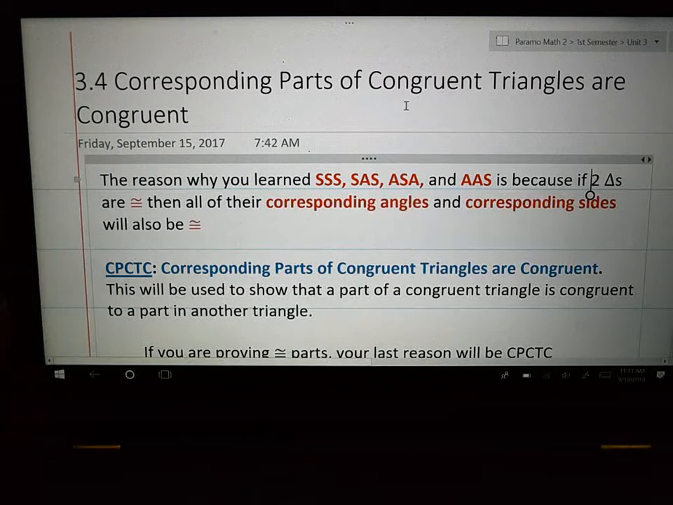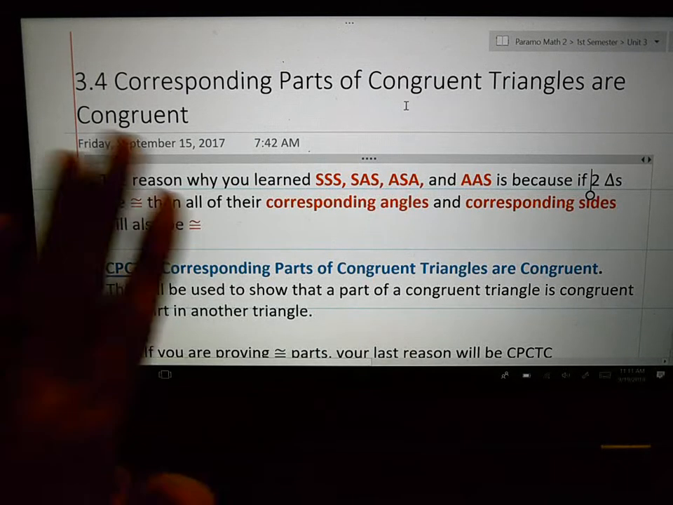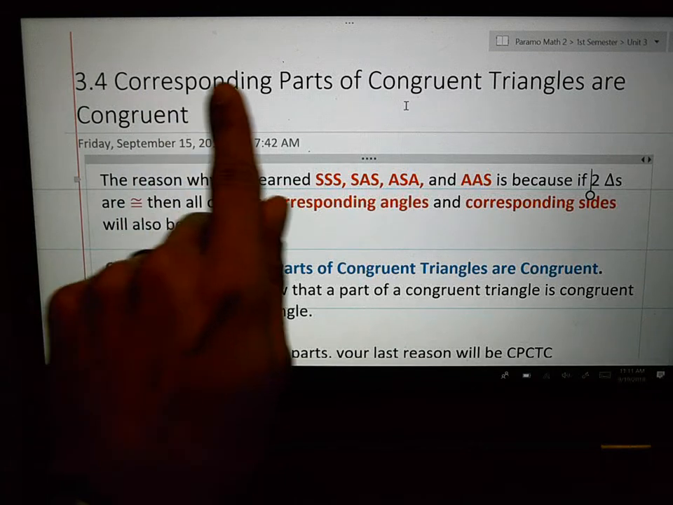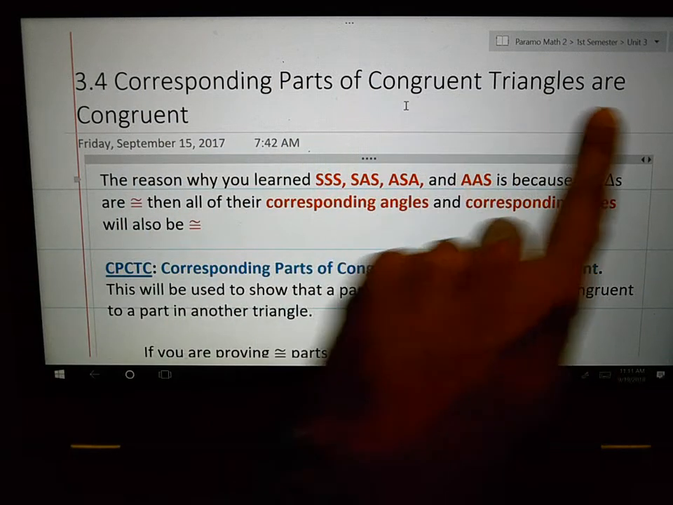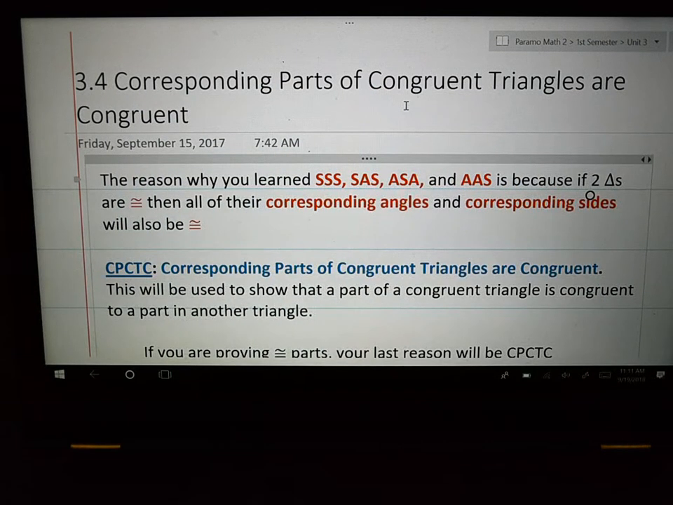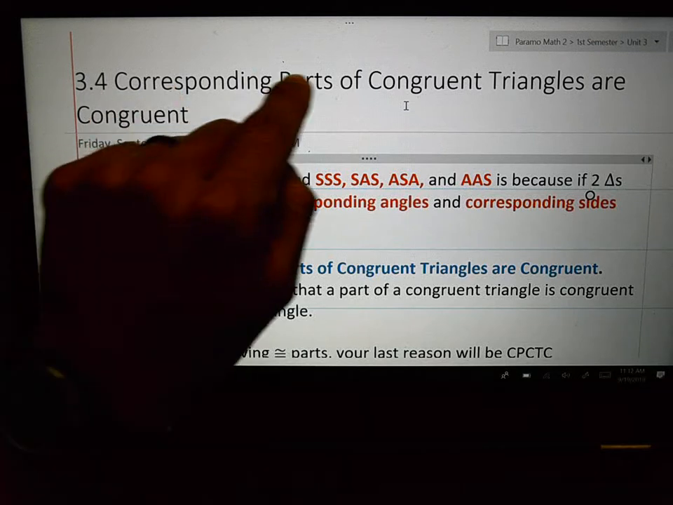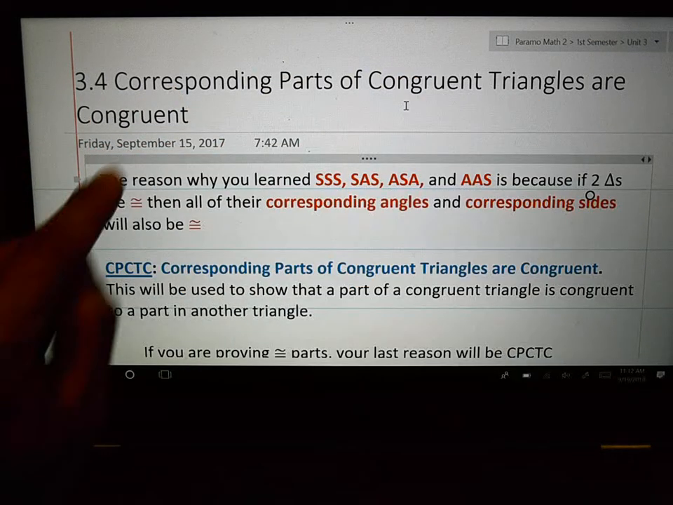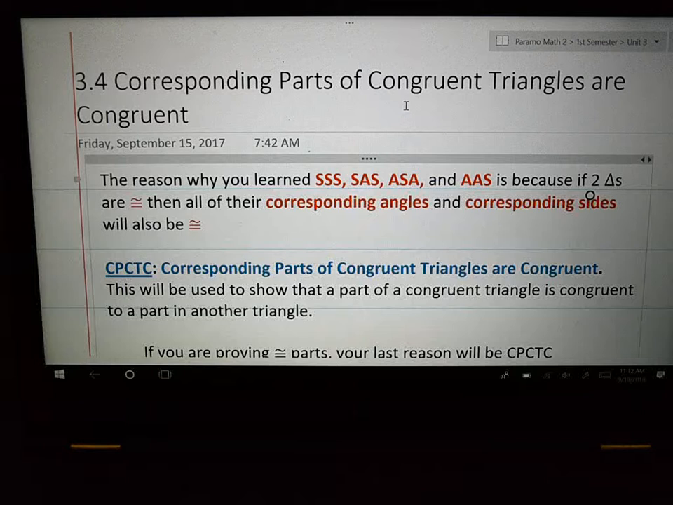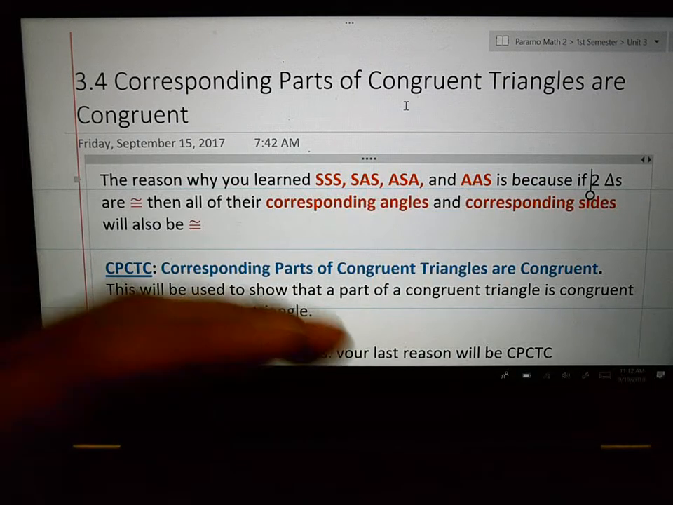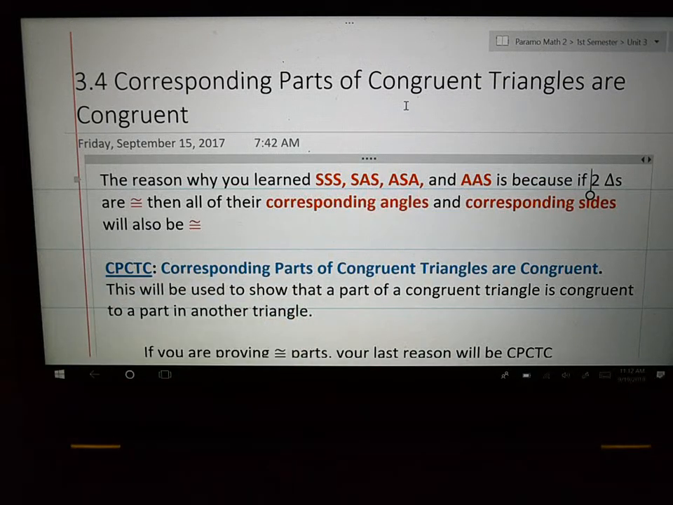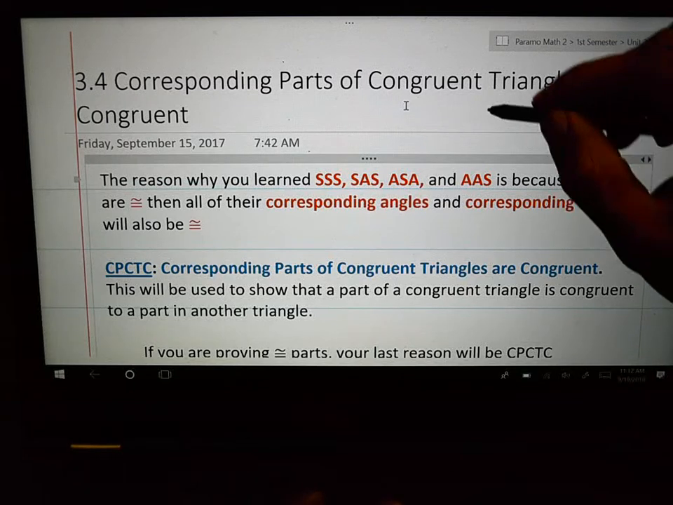3.4 is on this really long statement, and it's called the corresponding parts of congruent triangles are congruent. Corresponding parts of congruent triangles are congruent has a meaning, and it's really perfect in 3.4 because of what we learned in 3.2. Let me just give you an idea.